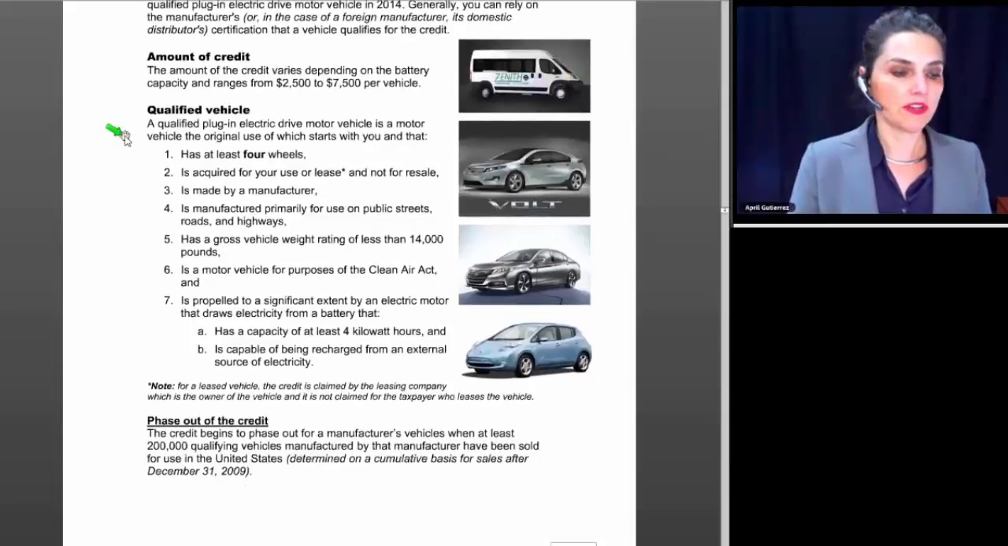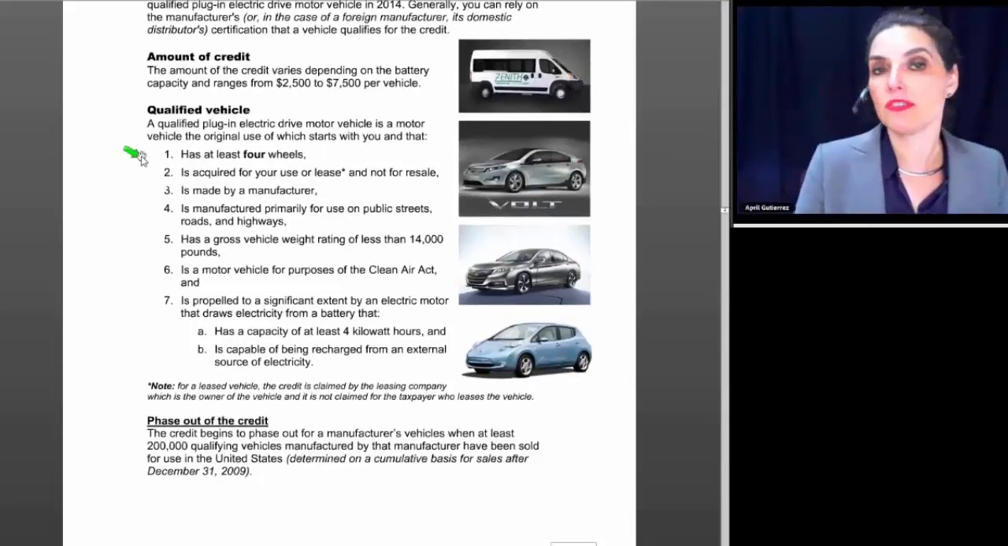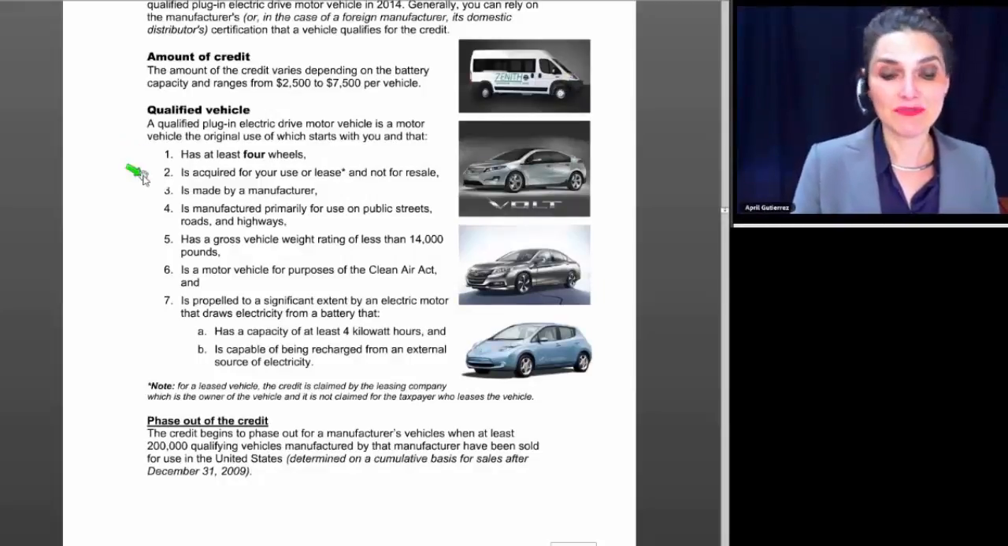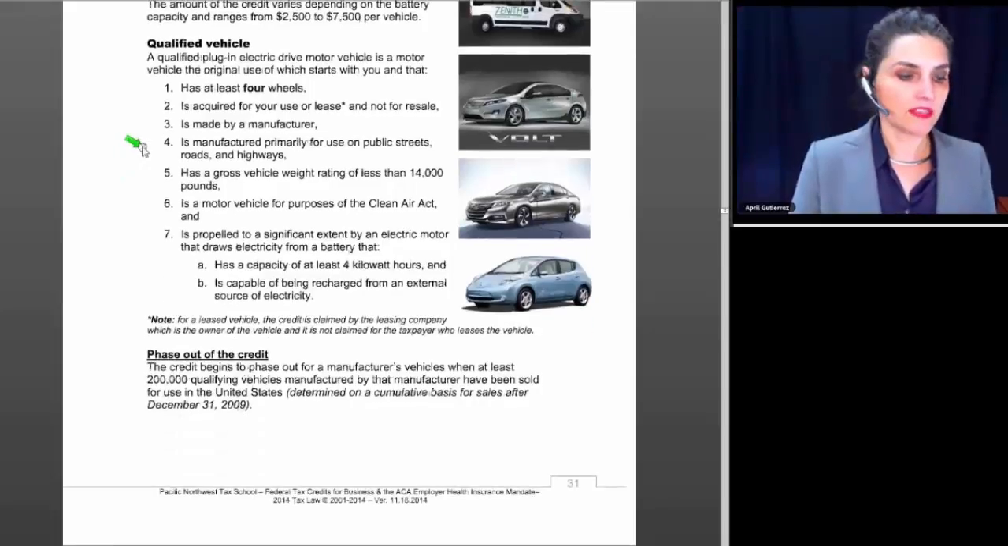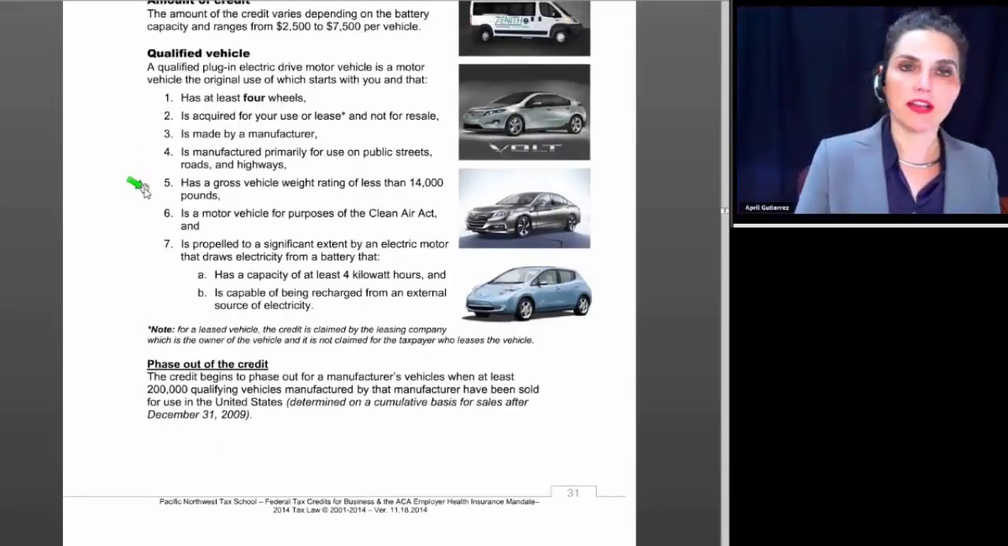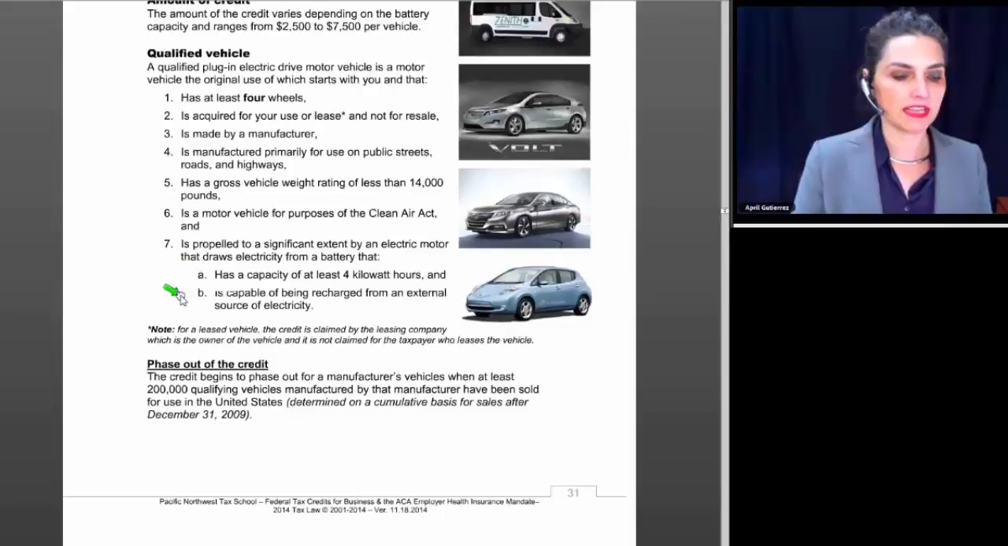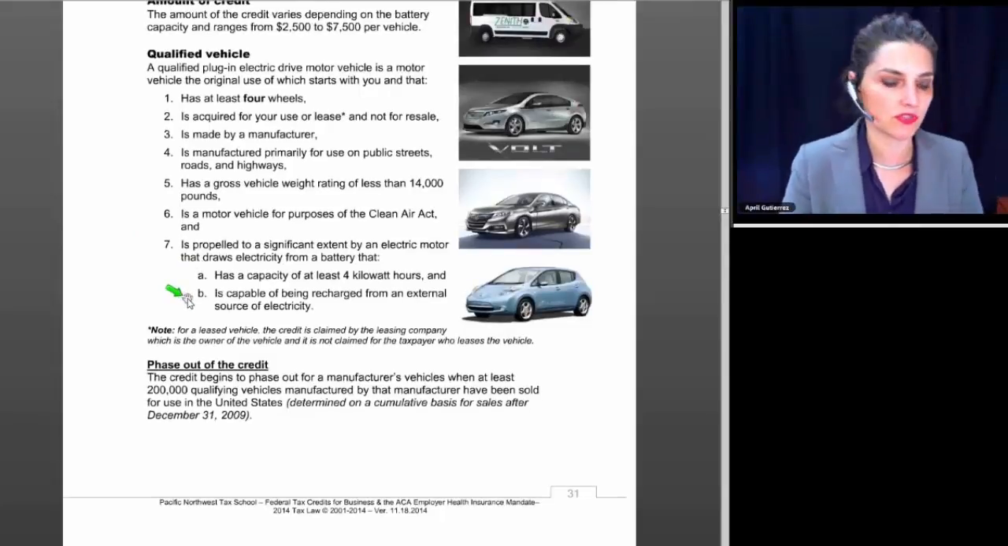So what is a qualified vehicle? Well, a qualified vehicle is a motor vehicle that the original use of which starts with you and has 4 wheels. It can have more than 4 wheels, but it has at least 4. Is acquired for your use or lease and not for resale. Is made by a manufacturer. Is manufactured primarily for use on public streets, roads, and highways, has a gross vehicle weight rating of less than 14,000 pounds, is a motor vehicle for purposes of the Clean Air Act, is propelled to a significant extent by an electric motor that draws electricity from a battery that has a capacity of at least 4 kilowatt hours and is capable of being recharged from an external source.